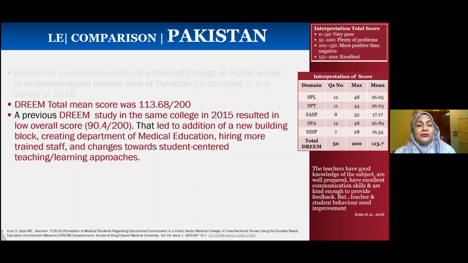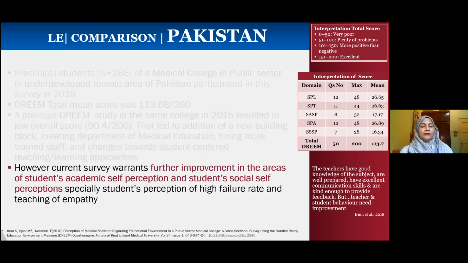This led to the addition of a new building block, creating a Department of Medical Education, hiring more training staff, and making changes towards student-centered teaching-learning approaches. Because of these approaches and all these efforts, the DREEM total score increased from 90.4 to 113.68. However, the current survey warrants further improvement in the areas of student academic self-perception and student social self-perception, especially students' perception of the high failure rate and teaching of empathy.